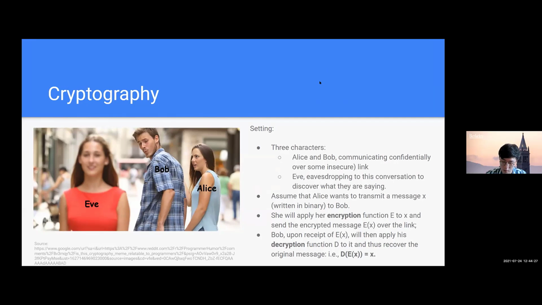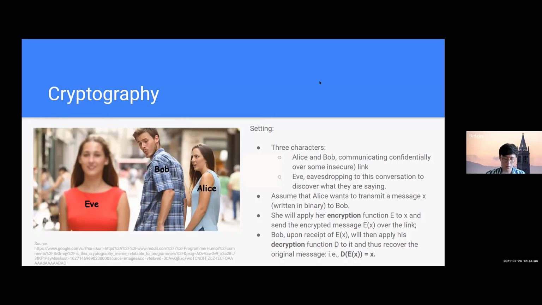There is a cast of 3 characters, Alice and Bob, who are communicating confidentially over some kind of insecure link. And there is also Eve, an eavesdropper who is listening in and trying to discover what they are talking about. So she's trying to cheat on it.